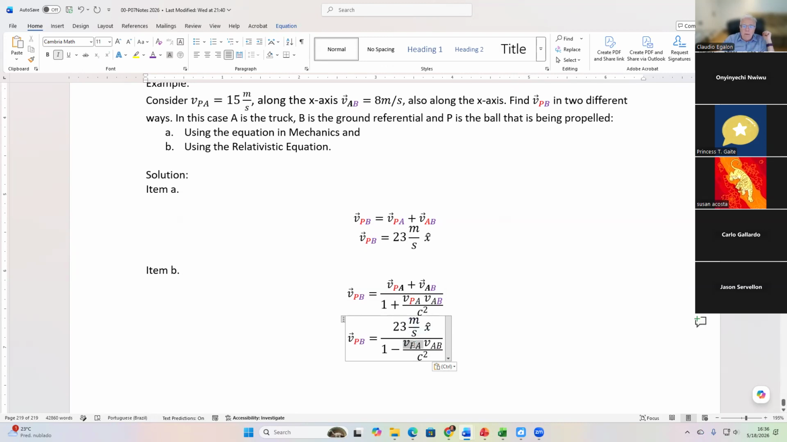Here should be VPA, 15 meters per second. The other is 8 meters per second. And you already know this guy is a very large number, 300,000 kilometers.